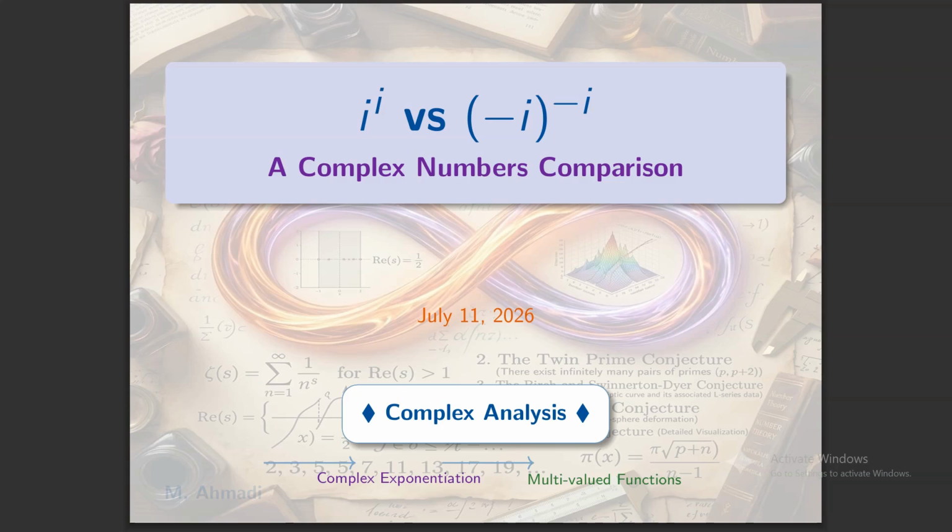Hello everyone, and welcome to this presentation on a fascinating problem in complex analysis. Today we are going to compare two seemingly similar expressions, i to the i and minus i to the minus i. At first glance, you may think these are equal, but as we will discover, the answer is more nuanced than it appears. We'll explore complex exponentiation, multi-valued functions, and beautiful cases of complex numbers. Let's solve it.